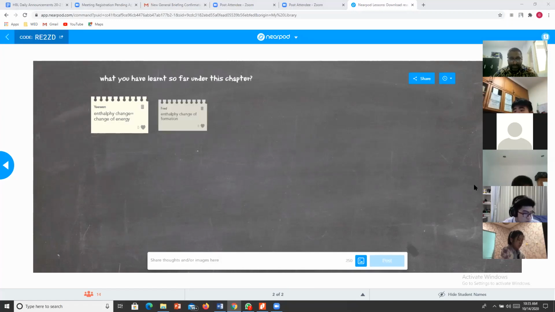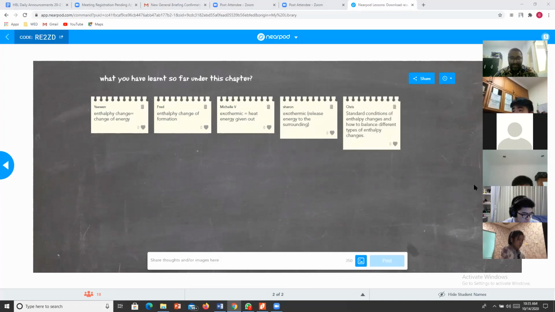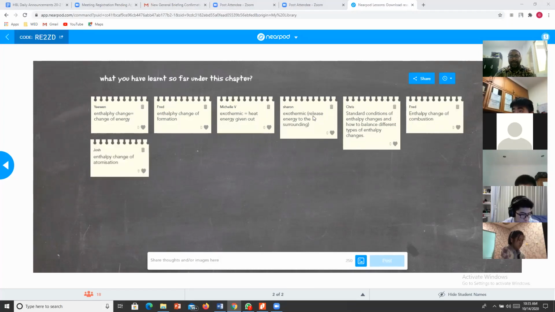Okay, good. Given enthalpy change equals change of energy. Good. Enthalpy change of formation. Exothermic: heat energy is given out. Okay, good. Sharon, yeah, correct.